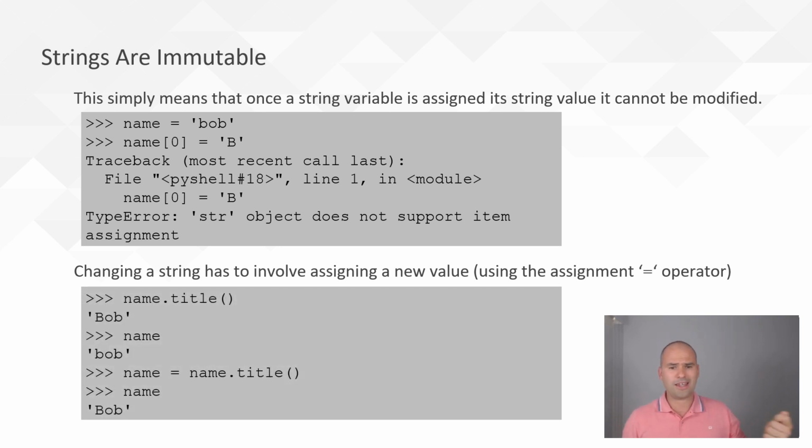To solve this problem, you could do it a number of ways. You could use indexing, make a brand new string, take the first letter, make that a capital B, and add it from the first index to the end. Or you can use a string function like name.title. But regardless, if you want to change a string, that equal sign is what's going to be involved 100% of the time. That's the essence of immutability.